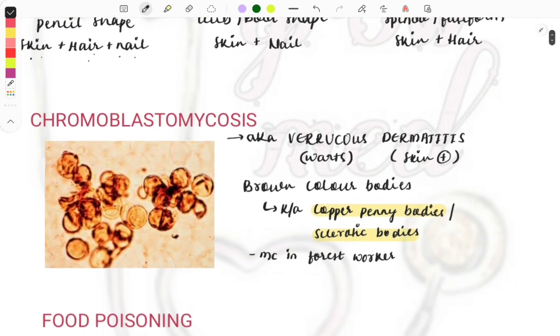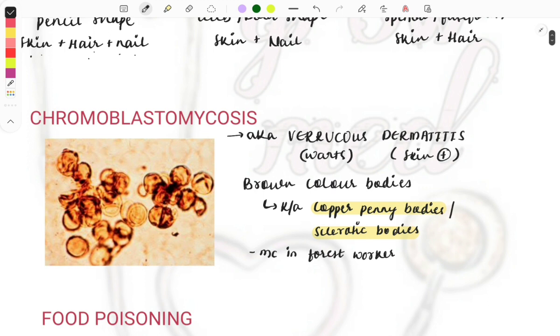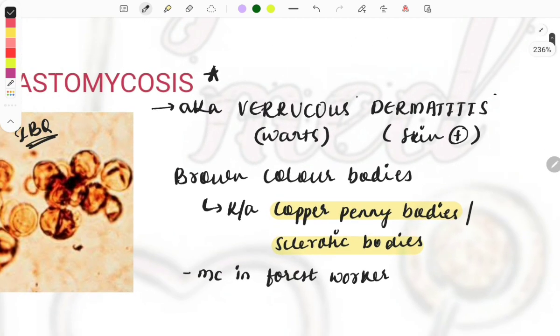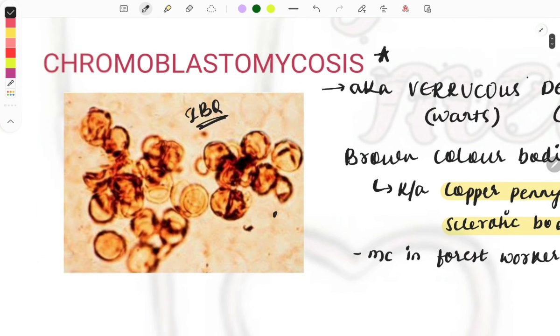Then moving on to chromoblastomycosis, a repeat topic asked multiple times. This is the image which you need to remember, because image based questions can be asked on this. They will give the image and describe various things and ask the diagnosis. This condition causes warts in the skin. That's why it is called verrucous dermatitis. It causes skin warts, and in this image, these are the sclerotic bodies or the copper penny bodies. These are the brown color bodies which are seen on the biopsy.